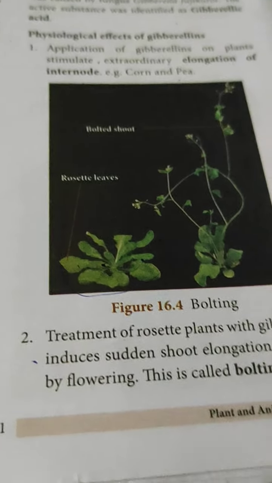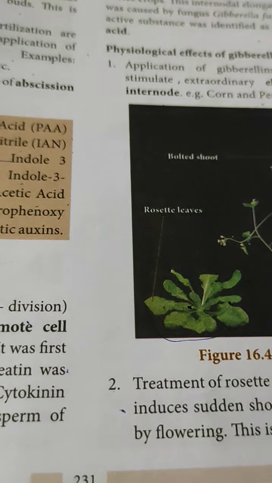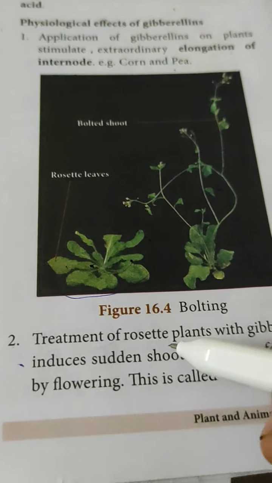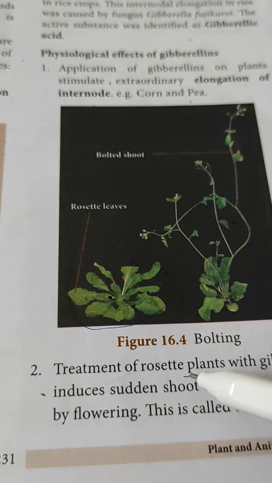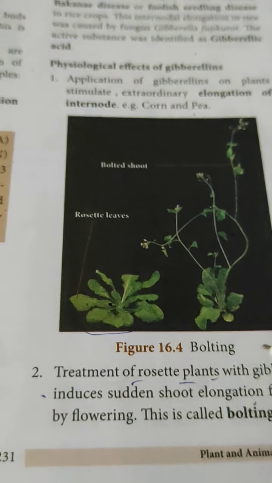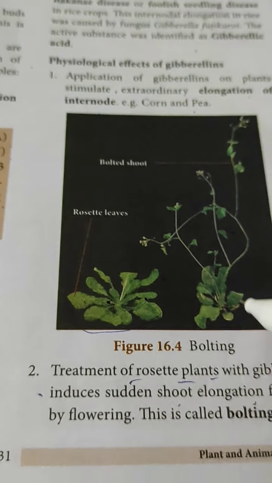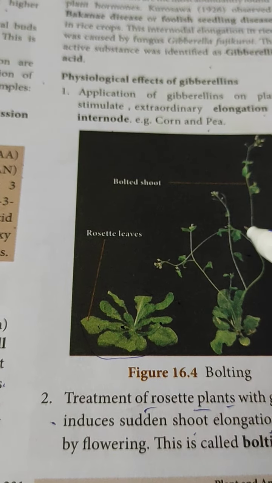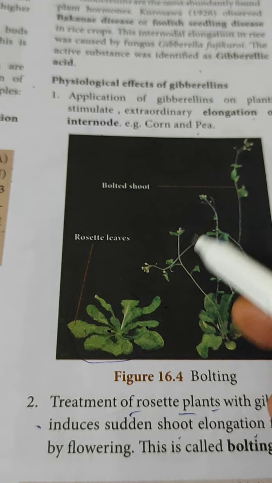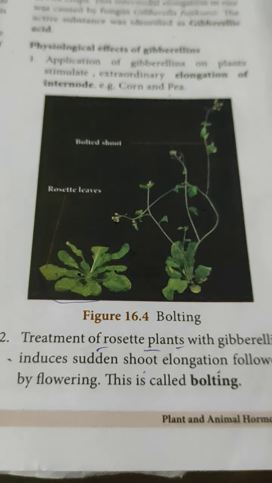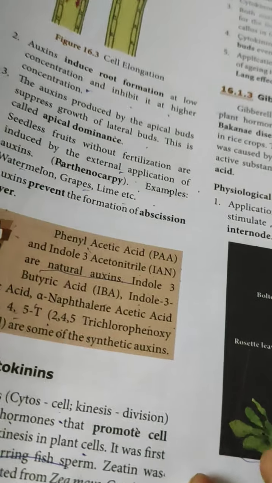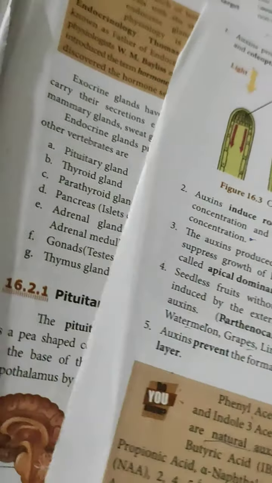Second one, it is called bolting, very very important for a 2 marks question. Treatment of rosette plants with gibberellin induces sudden shoot elongation, stem elongation, followed by flowering. Flowers also come, followed by flowering. This condition is called bolting. 2 marks question: What do you mean by bolting?